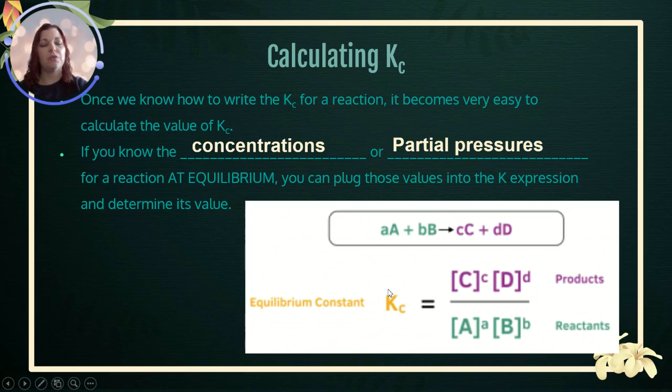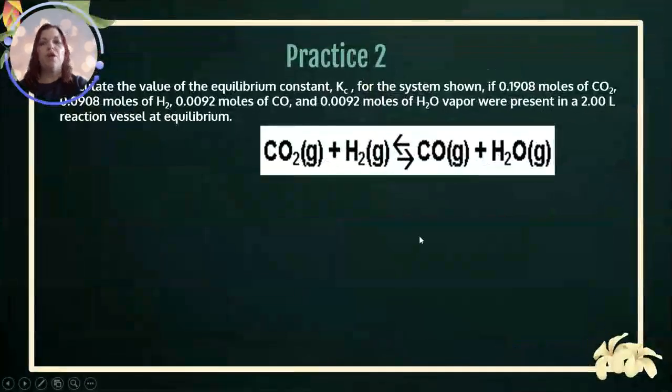As a reminder, when we're writing the K expression, we put products over reactants and we raise them to the powers of their coefficients. So we're just going to look at this by doing a practice problem because that's going to help it make the most sense.